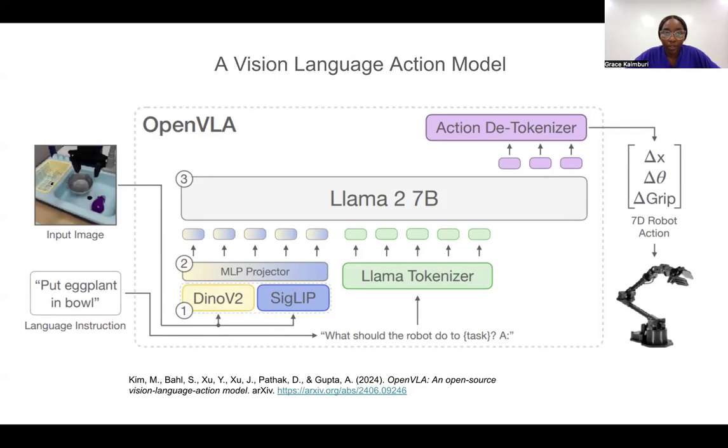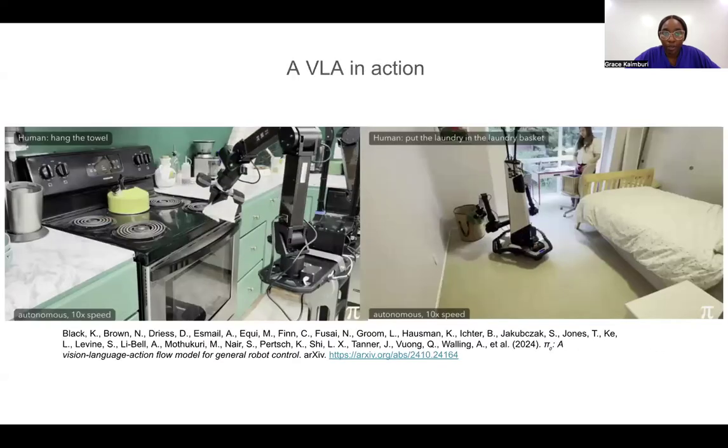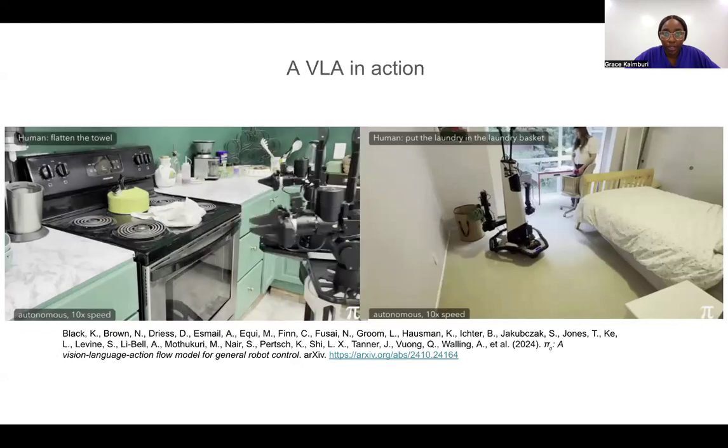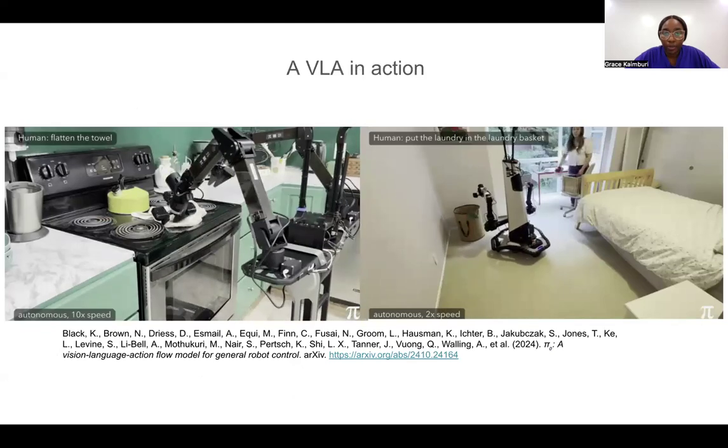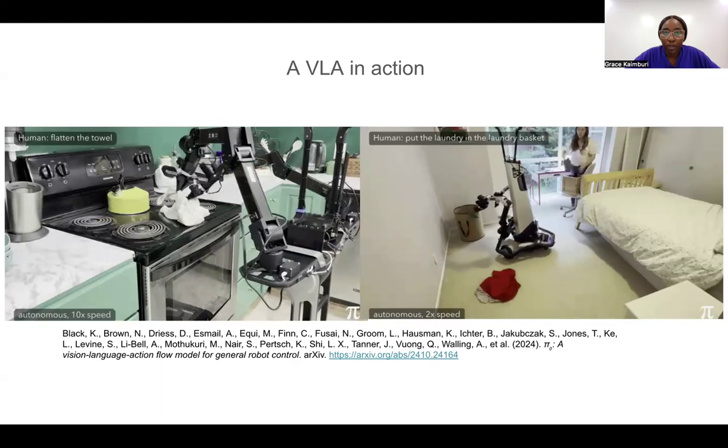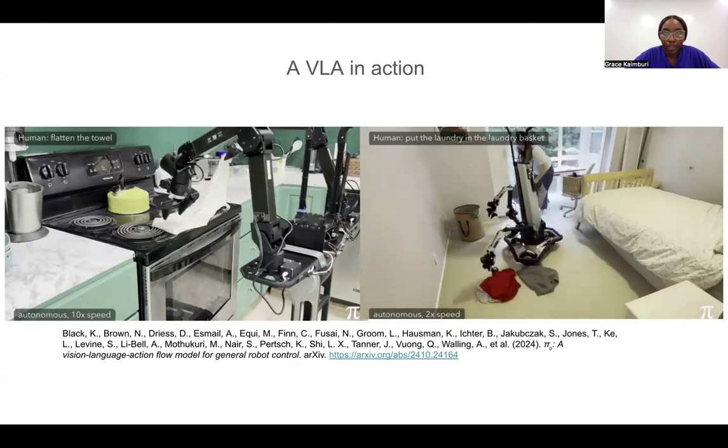These VLA models are very powerful because they utilize really smart LLMs and image encoders to reason about actions that can then generalize to many other tasks. For example, these VLAs can fold and hang a tablecloth, and this is just one among many other tasks that it can do.